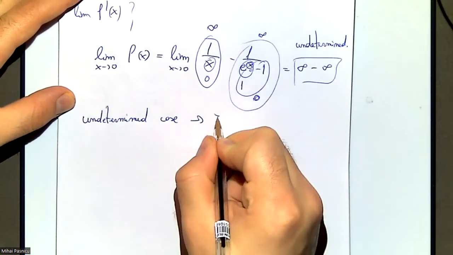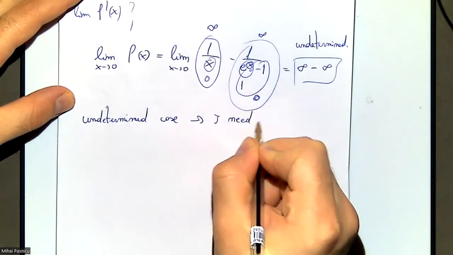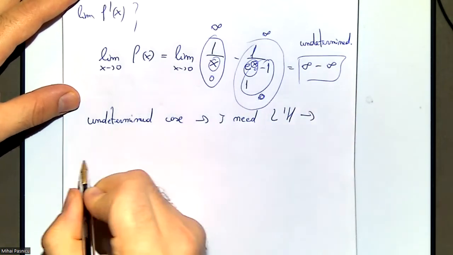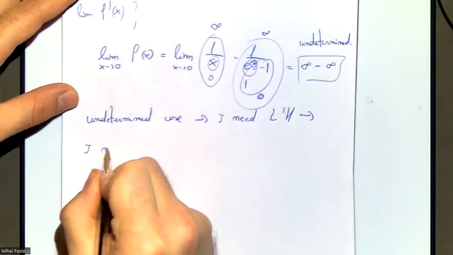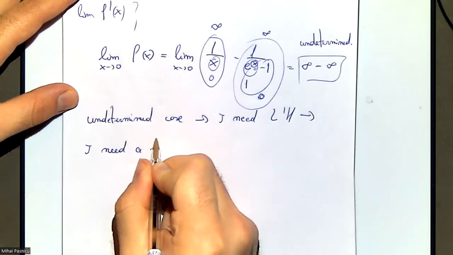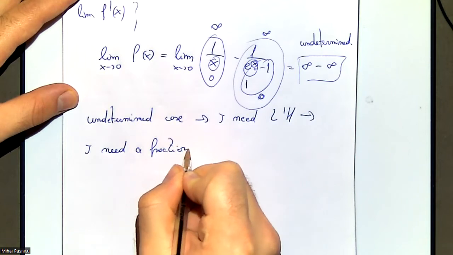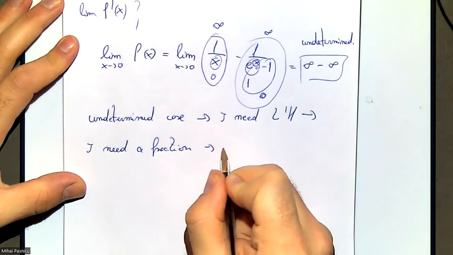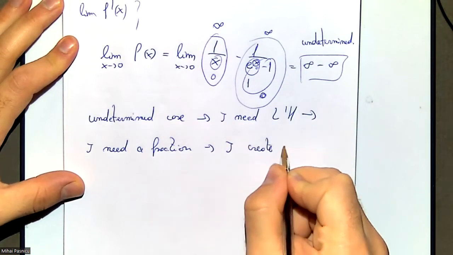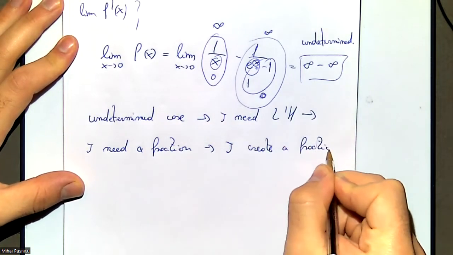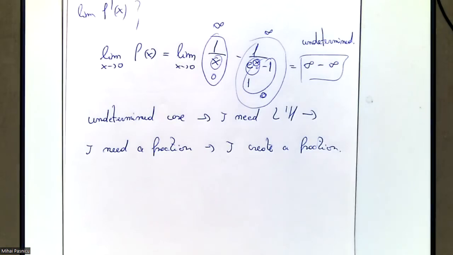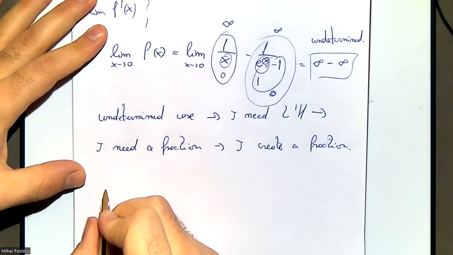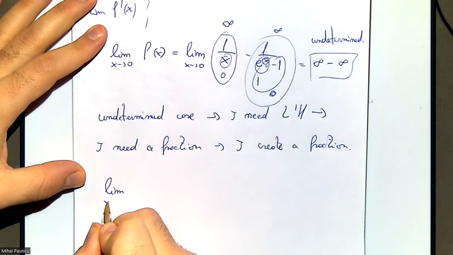Then I know, okay, I need L'Hopital. In order for me to apply L'Hopital, I need a fraction. I can't apply L'Hopital to anything other than a fraction. I need a fraction, so I create a fraction. I hope it makes sense. Okay, so now I look here. What's the easiest way for me to create a fraction?